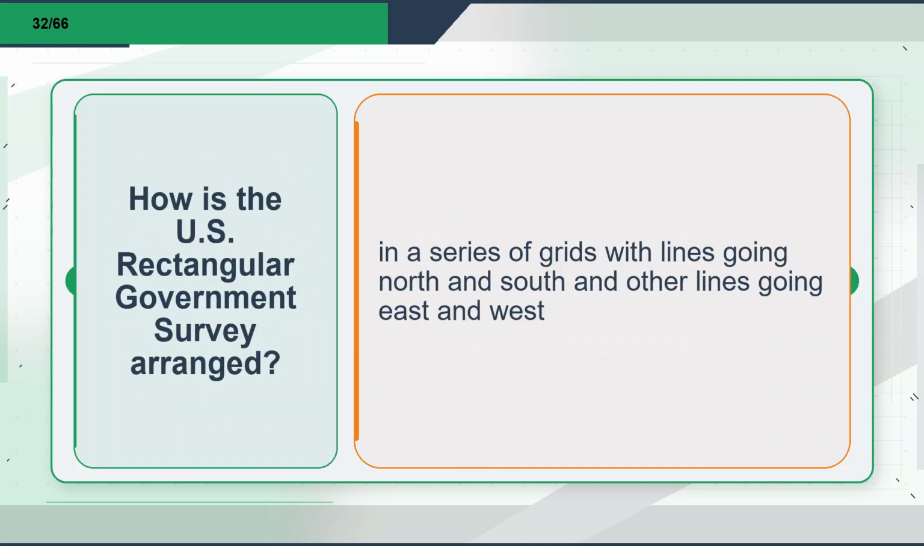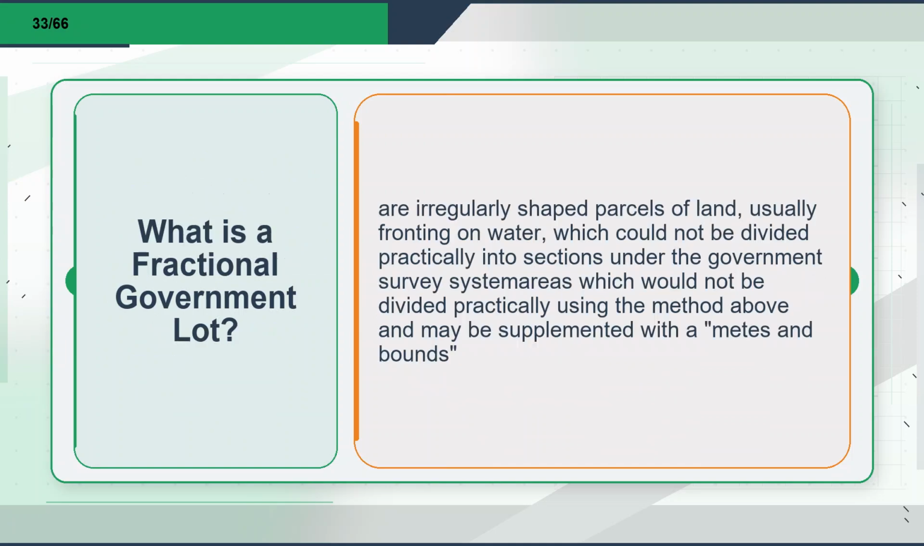Flashcard 32. Term: how is the U.S. Rectangular Government Survey arranged? Definition: in a series of grids, with lines going north and south and other lines going east and west. Flashcard 33. Term: what is a fractional government lot? Definition: irregularly shaped parcels of land, usually fronting on water, which could not be divided practically into sections under the government survey system.